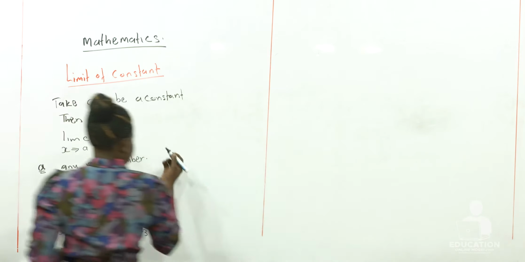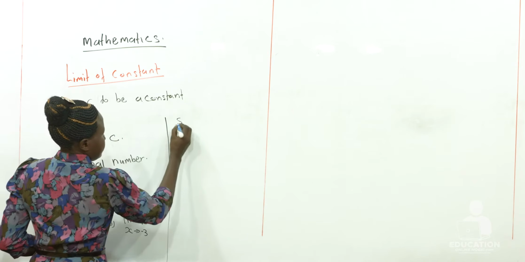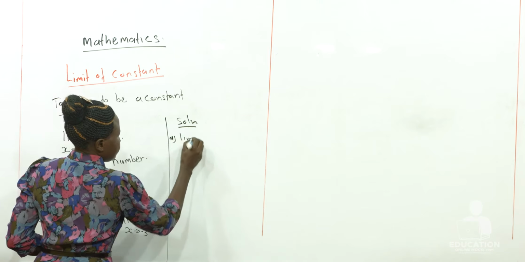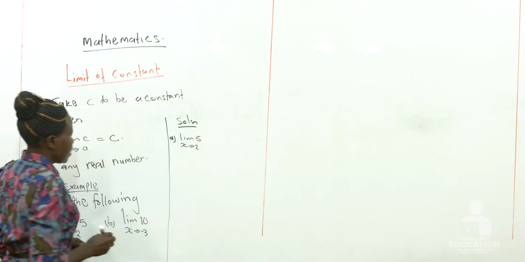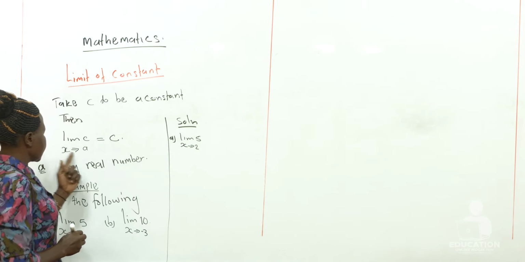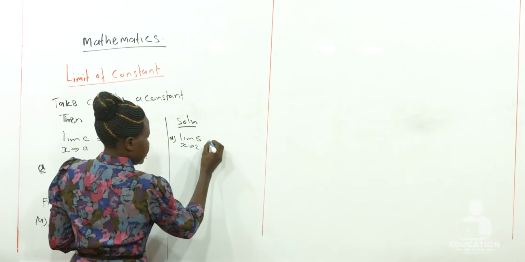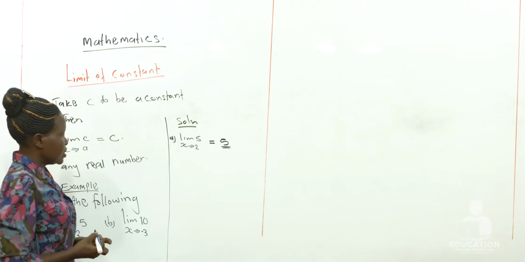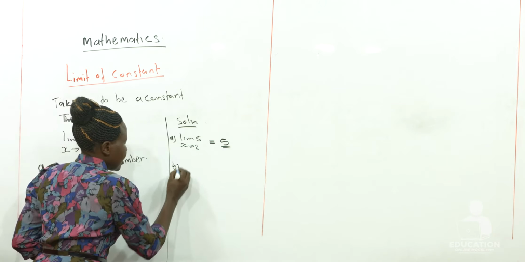So when we come to our solution, we say A is lim 5 when x is approaching 2. Remember in our expression we say lim C, x approaching A equals what? Equals C. So our answer here will be 5. You don't need to multiply or look for any other answer outside that.